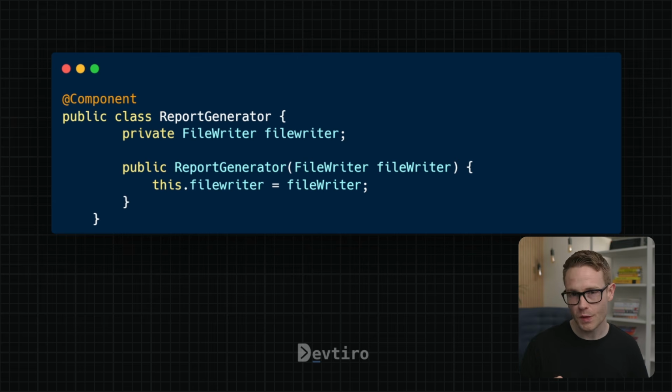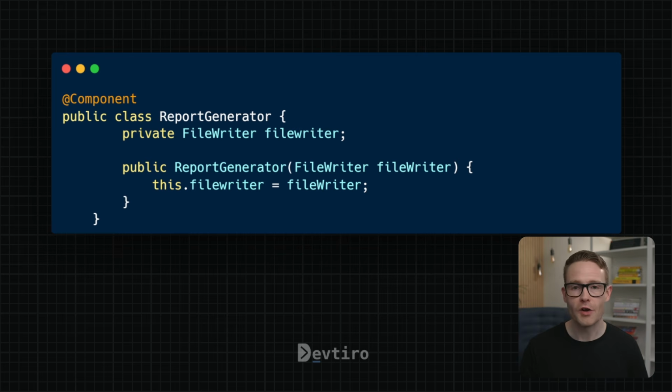Rather than use the new keyword to create new instances of this class all over our code base, we're instead going to rely on an interface. In this case, the FileWriter interface. And here we can see an instance of FileWriter passed in as an argument to the ReportGenerator constructor. The FileWriter interface defines the behavior of writing a file. It could be to anywhere. So the ReportGenerator class doesn't need to know if it's being written to disk or written to the cloud. It only needs to know that it can write a file using this FileWriter.